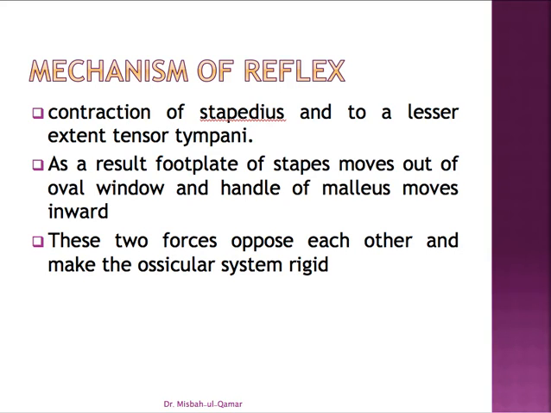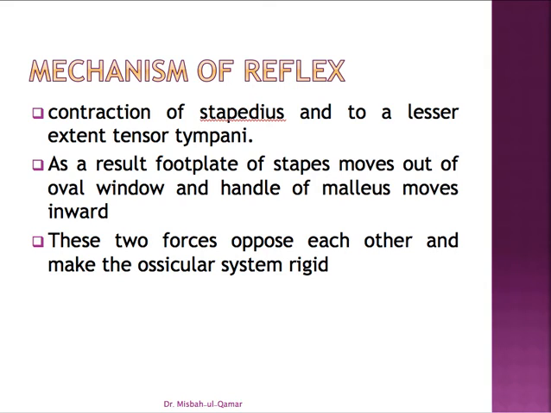Right. So what is the mechanism of the tympanic reflex? The tympanic reflex causes the contraction of the stapedius and also, to a lesser extent, of the tensor tympani muscle. As a result of these contractions, the footplate of the stapes moves out of the oval window and the handle of the malleus moves inward. So the whole structure becomes very rigid. These two forces oppose each other. They are in opposite directions.